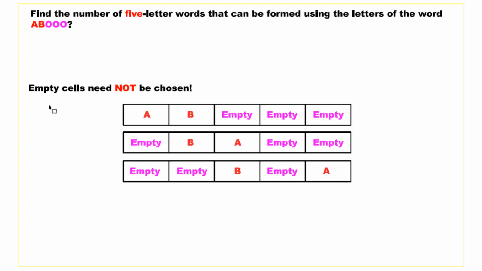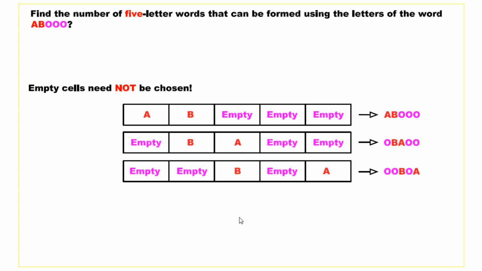We need to realize that empty cell need not be chosen because they are by definition empty cells, and for each location of A and B we are going to get a new word. So if we change the location of A and B, and we map empty cell into the letter O, we are going to get this word, for example, A, B and 3 empty cell, which is 3 O's here, or O, B, A and 2 O's, and etc.